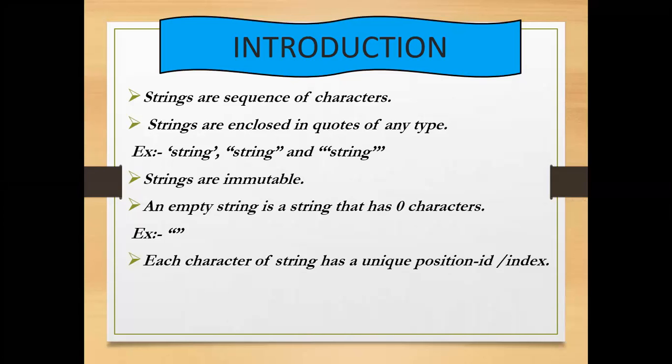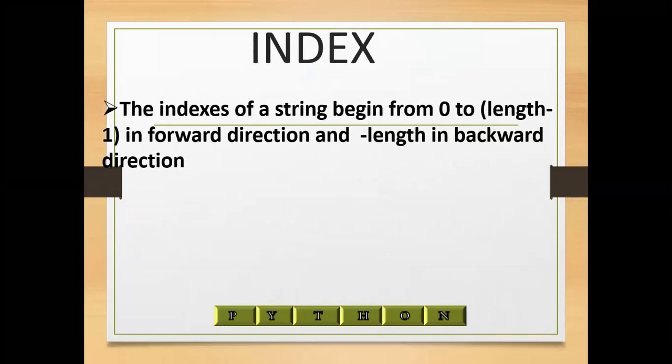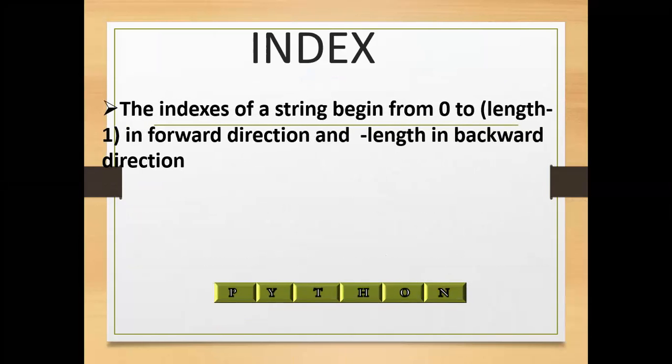We have completed the theory of the chapter, so let's do a quick recap today for y'all. The index of a string begins from 0, and in the backward direction it starts from -1. These indexes show you the position of the alphabet in that string.